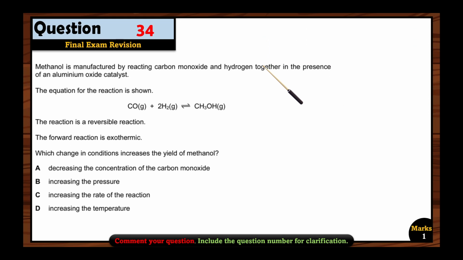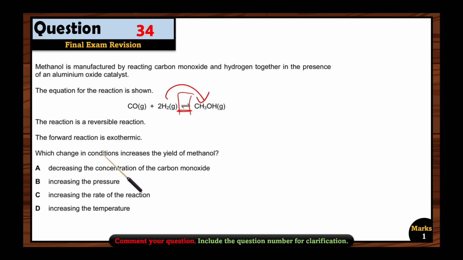Question 34. Methanol is manufactured by reacting carbon monoxide and hydrogen together in the presence of aluminium oxide catalyst. The equation for the reaction is shown here. The reaction is a reversible reaction. Yes, we can see that from this arrow, and the forward reaction is exothermic.